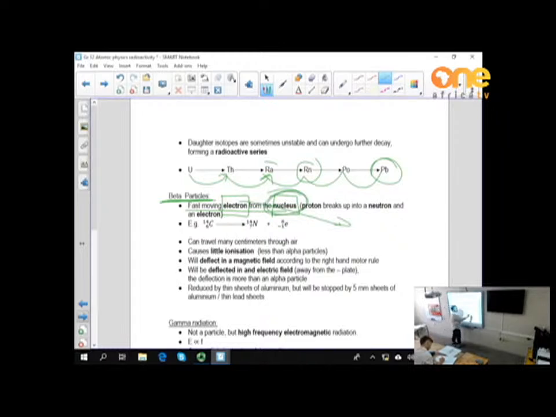But what happens is a proton breaks up and it forms a neutron and an electron. And it's this electron that is shot out. Okay, that electron is the so-called beta particle. All right? Yes, it stays in the nucleus.